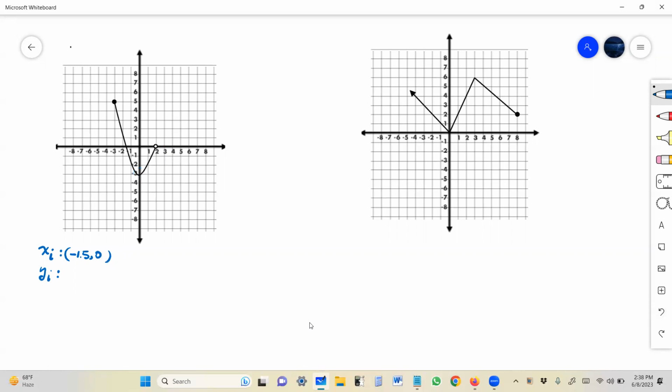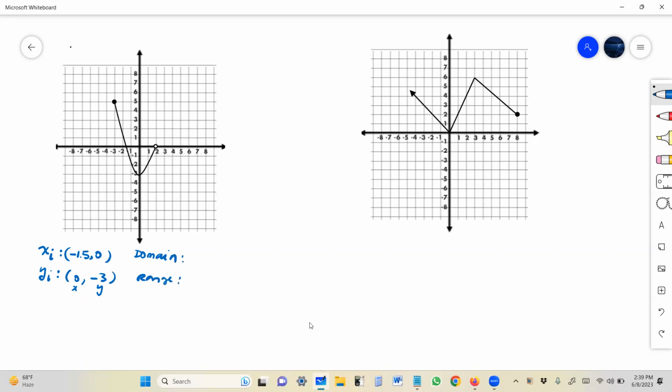Okay, so the y-intercept has coordinate (0, -3). Remember, the very first coordinate is x, the second coordinate is y. Now, let's find the domain. And let's find the range.